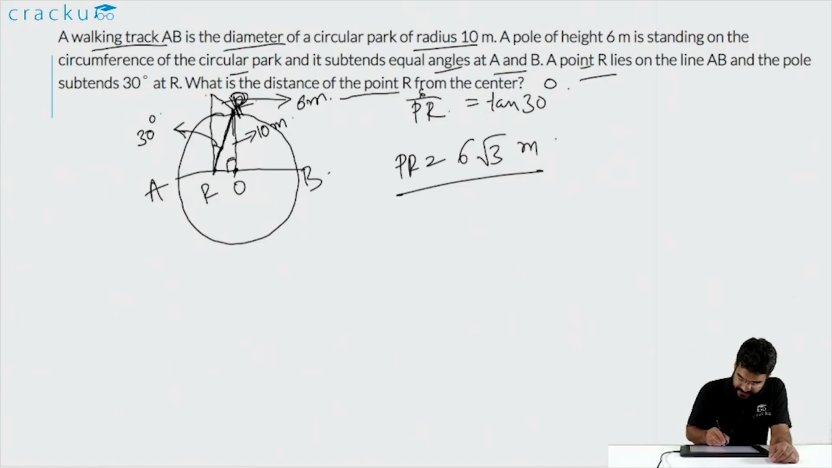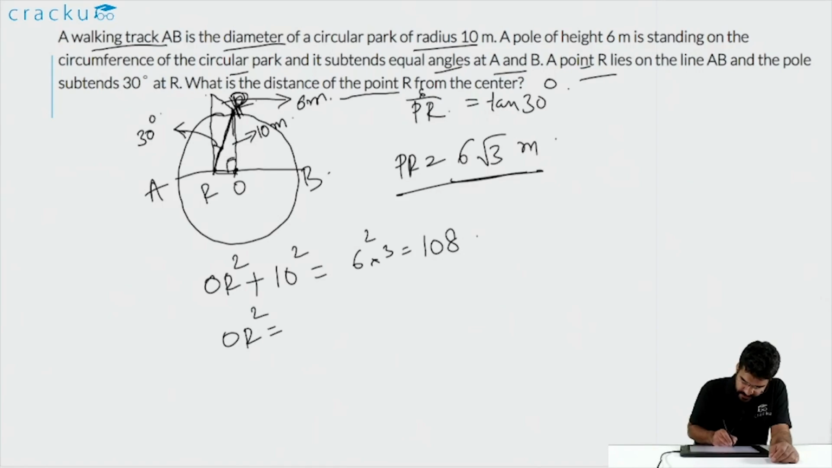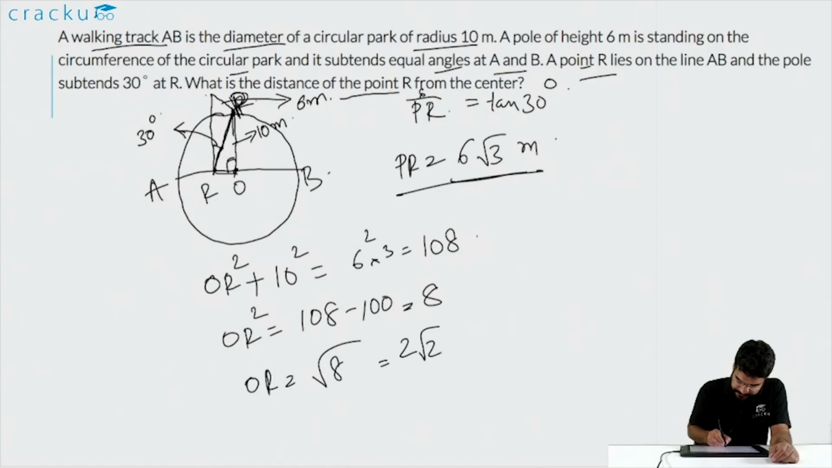And you know the length of the hypotenuse is equal to 6 root 3. You are required to find out the length of the third side, which is OR. Now OR square plus 10 square, by Pythagoras theorem, is equal to 6 root 3 whole square, which is 6 square into 3. 6 square is 36, into 3 is 108. Therefore OR square is equal to 108 minus 100, which is equal to 8, or OR is equal to square root of 8, which is 2 root 2 meters.